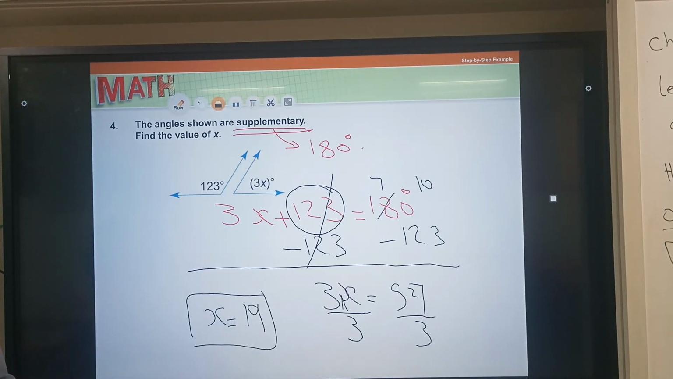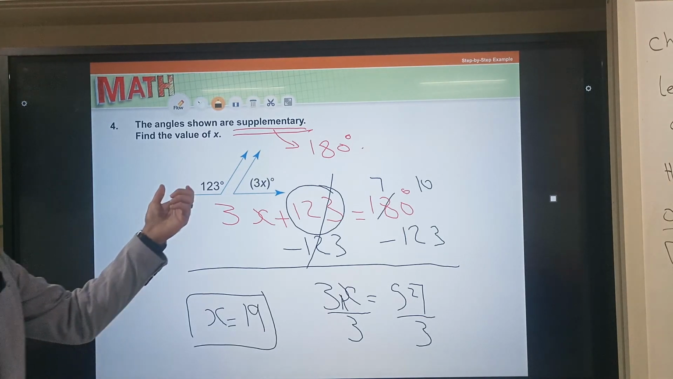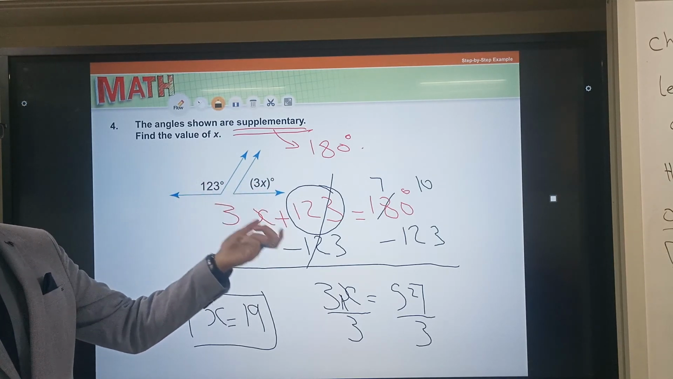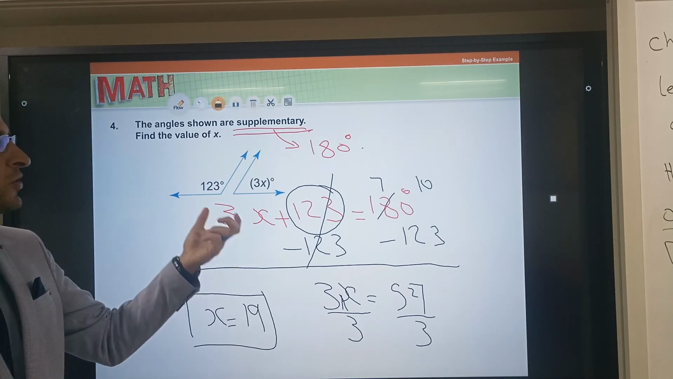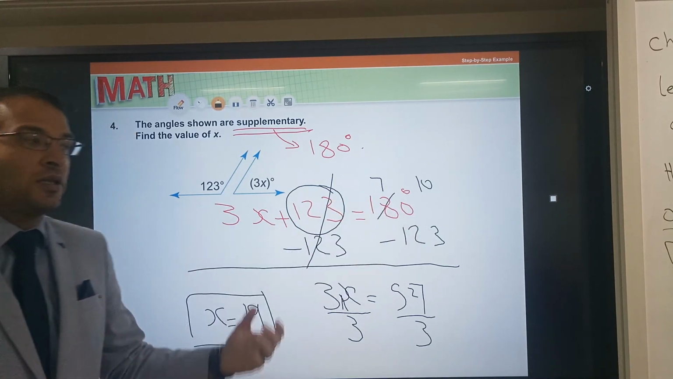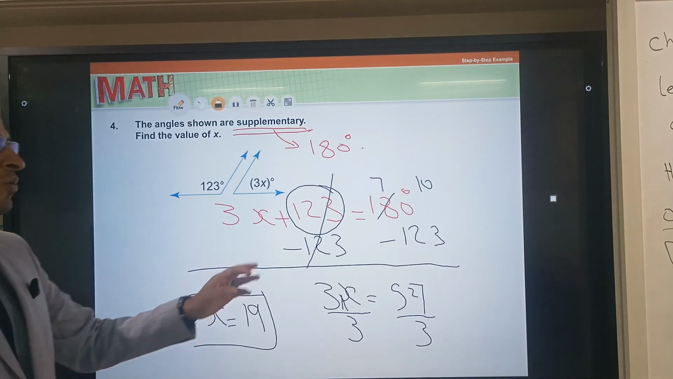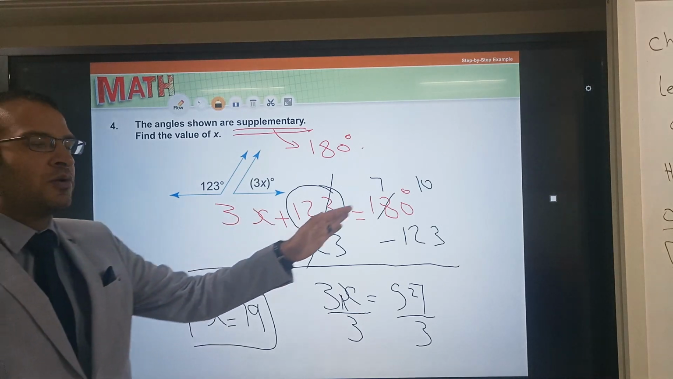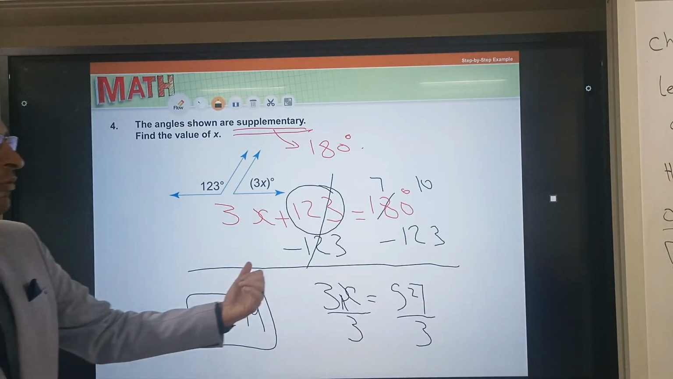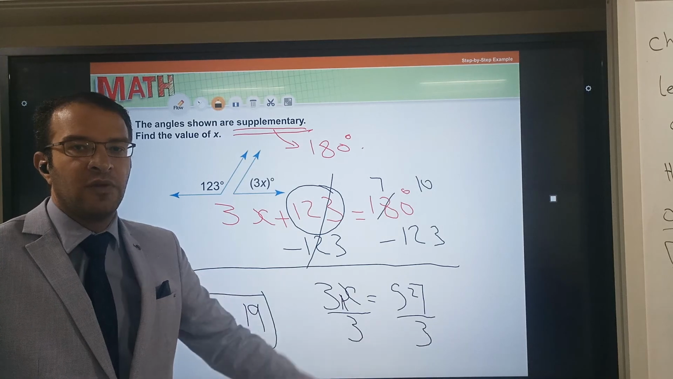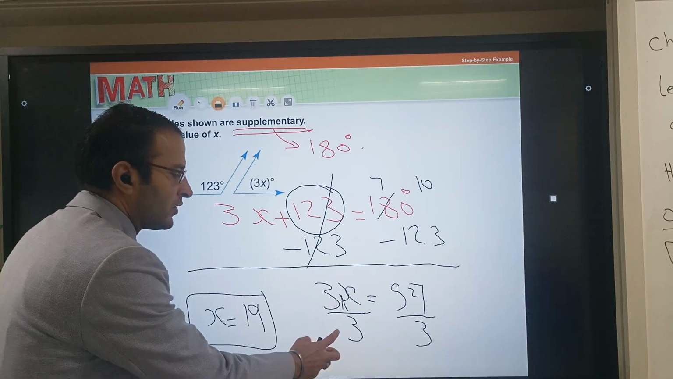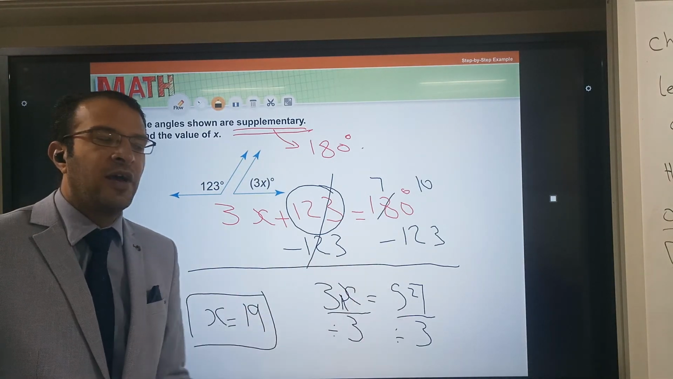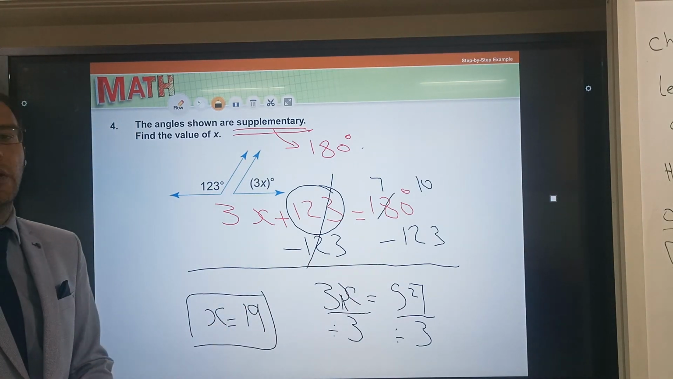Again, my friend, what do we do in this problem? We said that the two angles are supplementary, so the sum of their measures is equal to 180. I put the equation first. After that, I subtract 123 from both sides, so I have 3x equal to 57. After that, I divide both sides by 3. So the value of x is equal to 19.